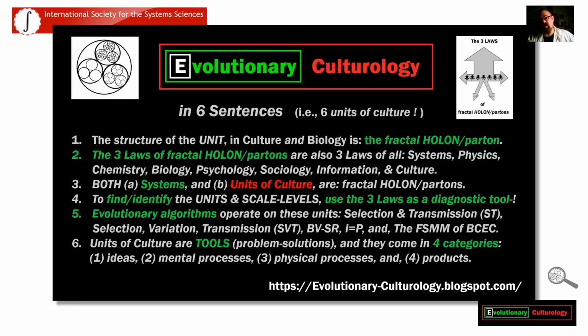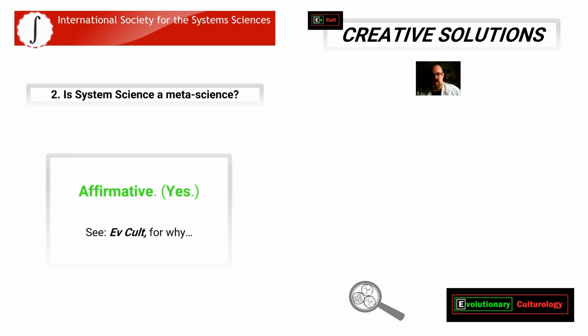And there's a quick summary, Ev Cult in 6 sentences, or 6 units of culture, if the units are the sentence level. That's all on the Ev Cult blog and in the book, Elements of Ev Cult. Next. Question 2, is system science a meta-science?